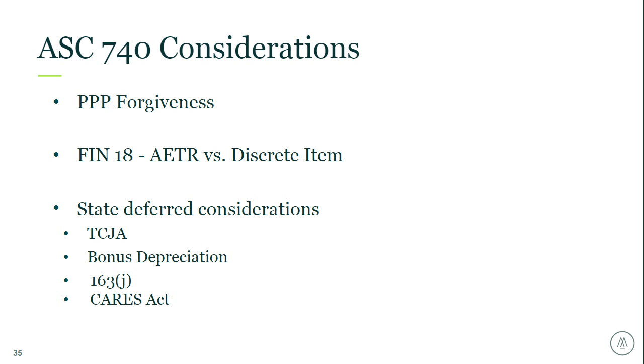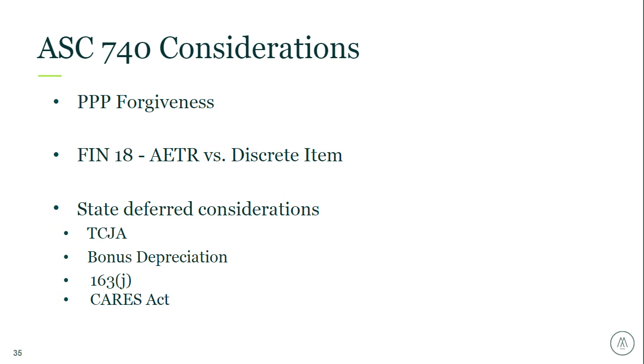FIN 18, your quarterly interim reporting, talking about valuation allowances. If you're changing your position on it, whether you're changing the beginning of your balance versus changing your position throughout the current year, there's a big difference between having it part of your annual effective tax rate or a discrete item. Just some final considerations, always issues at the state level, especially with all the legislation that's happened.